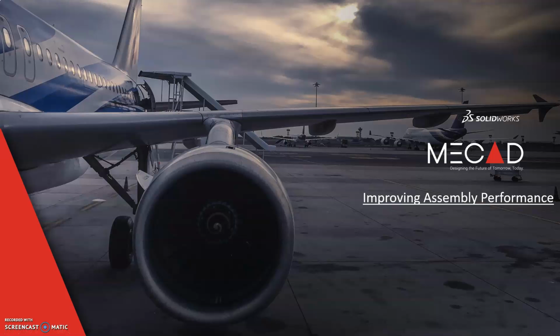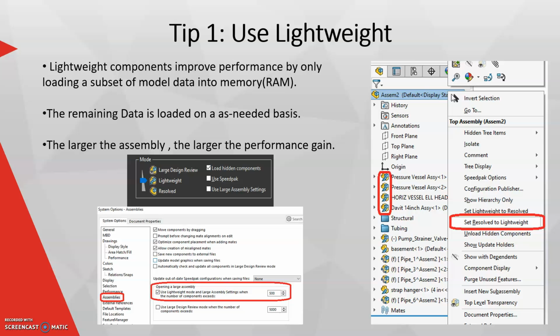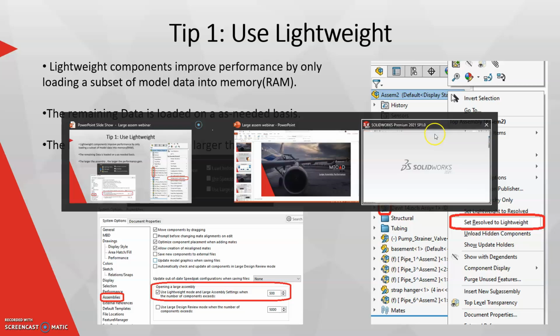So with that in mind, how do I actually improve assembly performance? Well, there's a few lovely tricks that SolidWorks actually has, or some functionality within SolidWorks, where it allows you to open assemblies in lightweight. So before I carry on explaining this, let me just do a little live demo for you here.